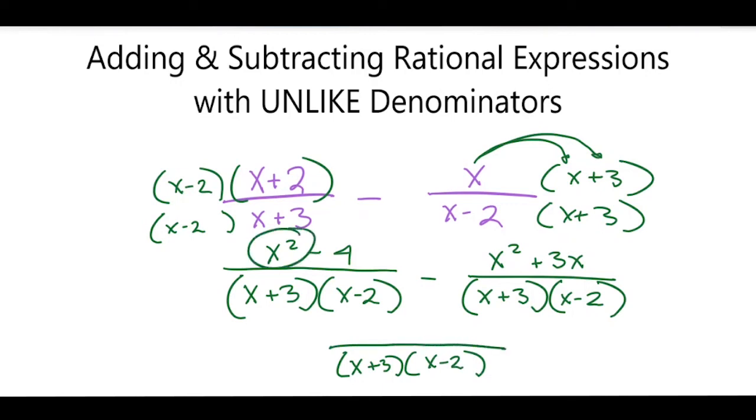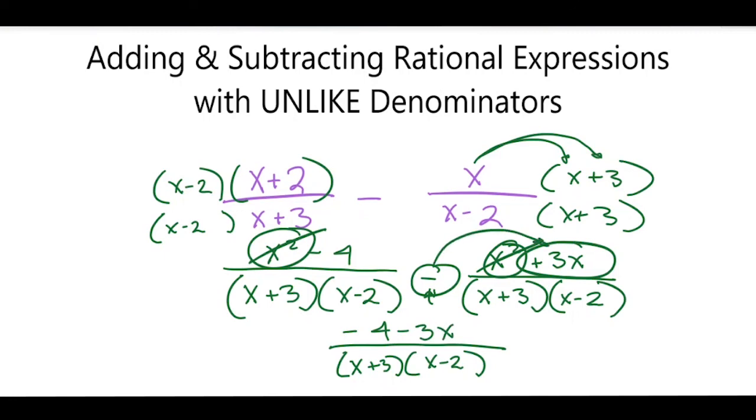Well, here I have an x squared minus x squared. Well, x squared minus x squared is 0. So there's no more x squared terms here. So then I have negative 4 minus, well, there are no constants on the second fraction, so that leaves me with negative 4. But it's a minus positive 3. So that will be minus 3x because it's minus positive 3x.